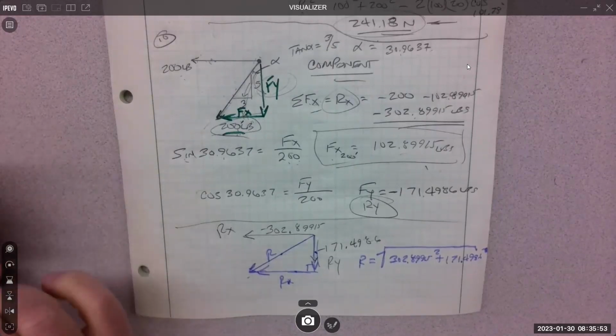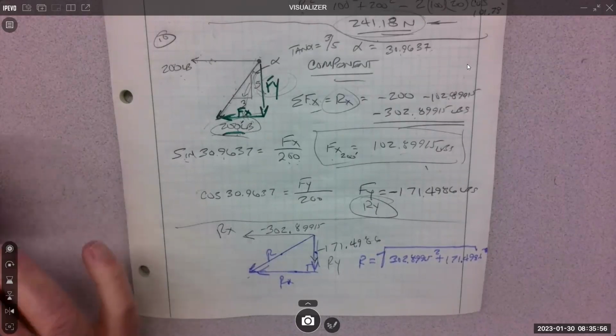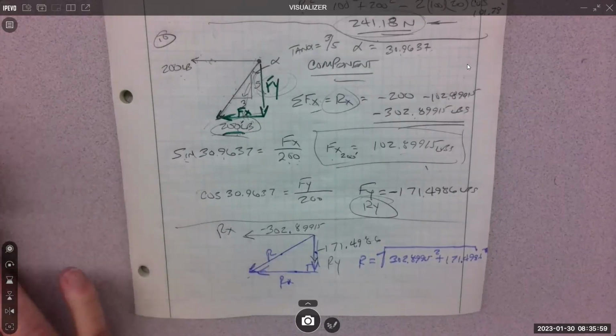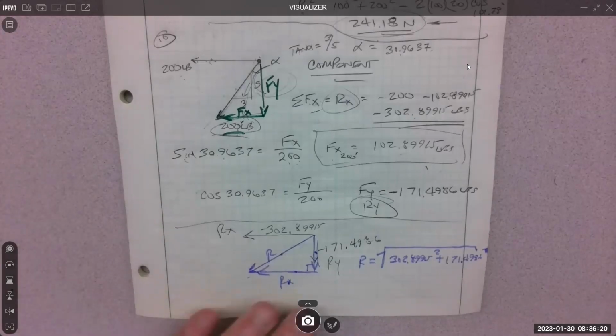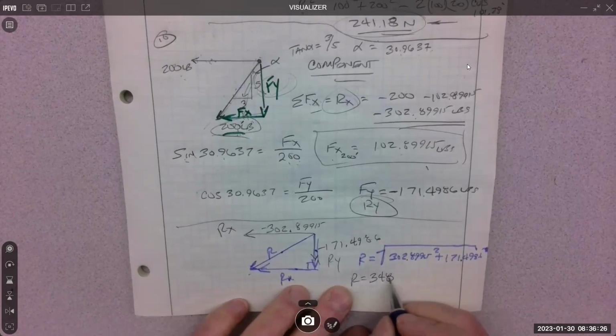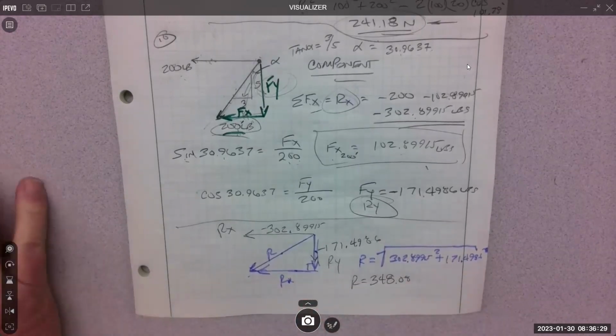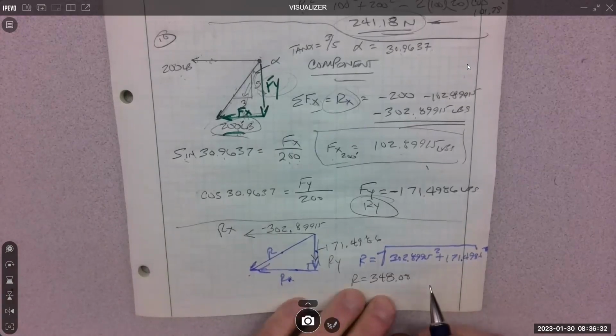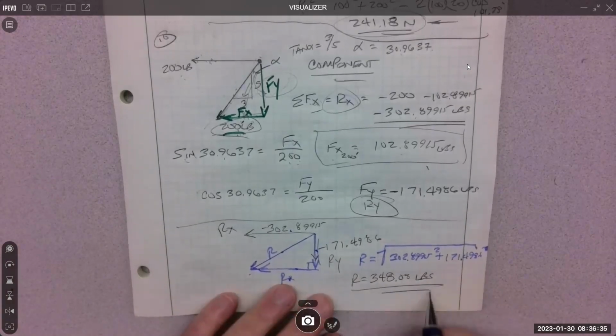I lost my 302 number, that's a bummer. All right, I can take this number, square it. 71. I get 348.08. That's the magnitude.